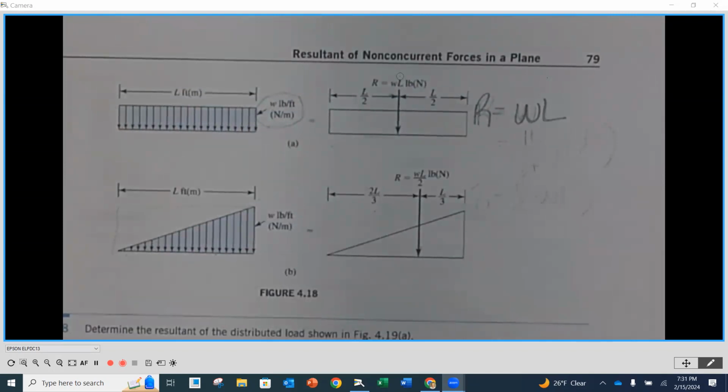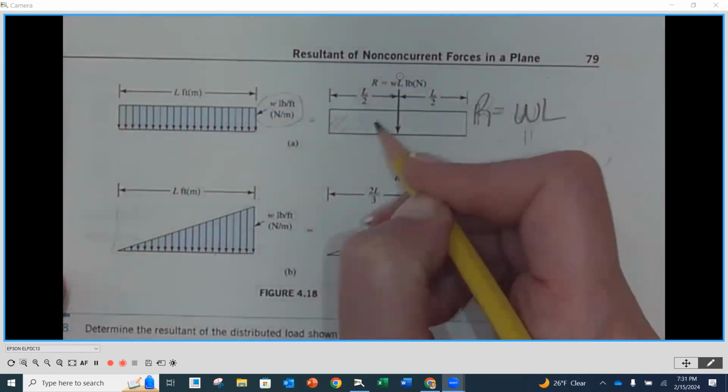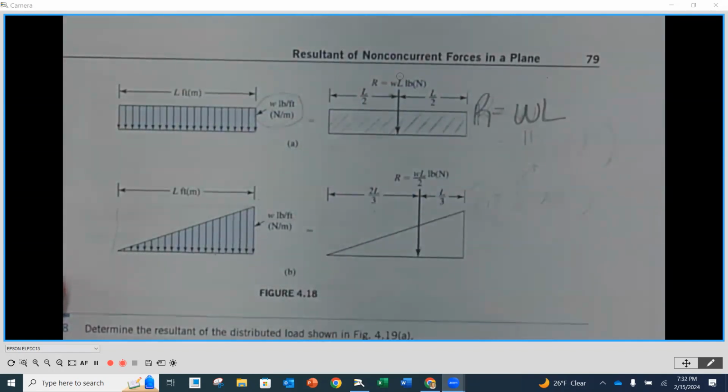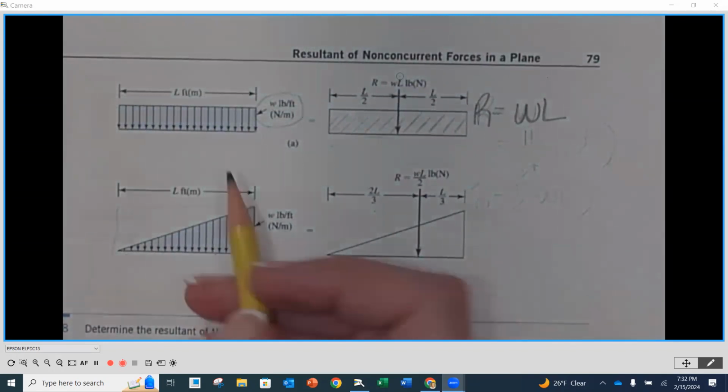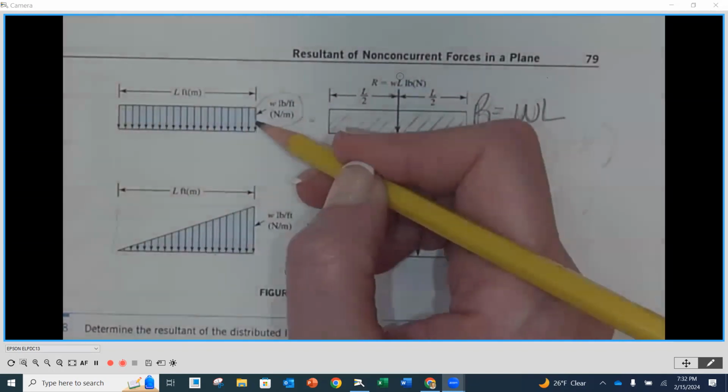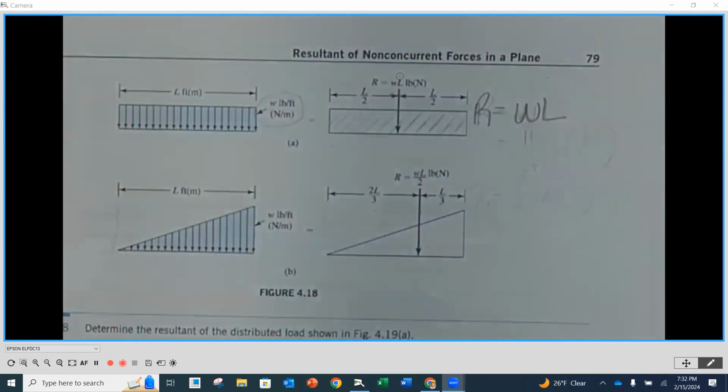Now, as we look at this, notice that this makes a rectangle. And if we look at a rectangle, how do we find the area of a rectangle? We take the length times the height. Do you see how this is the length and the W is the height? The resultant is going to be equal to, if you would, the area underneath that curve or in the rectangle.